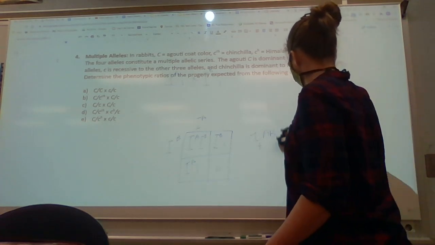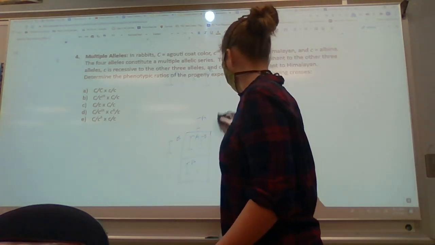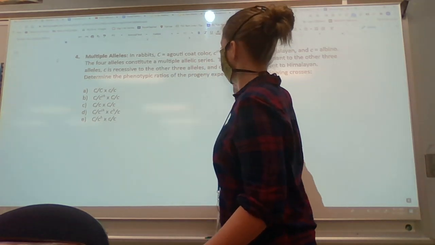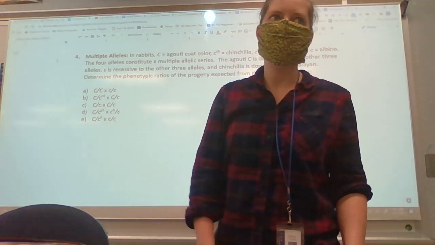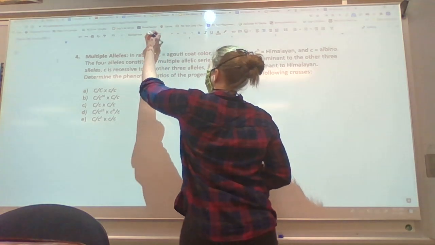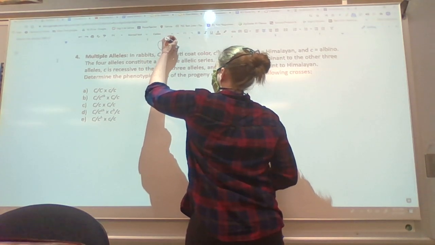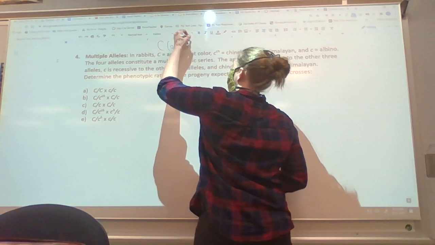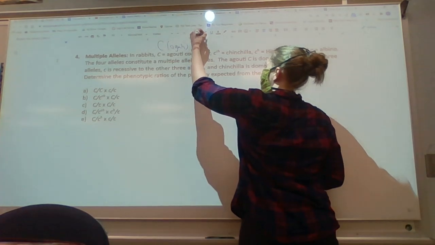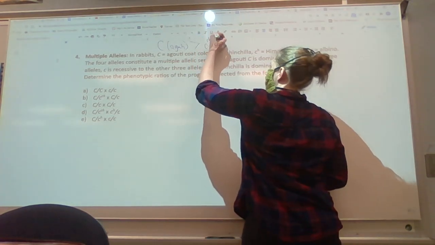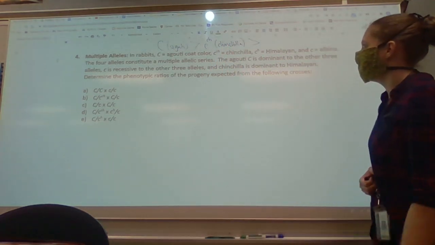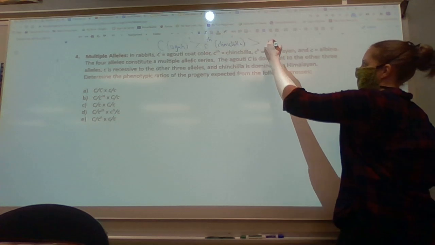So this is a multi-allelic trait, so we have multiple alleles that are going to affect the coat color here and the gene, right? Which one's dominant over all of them? The big C, which is agouti. Which one's the next most dominant gene? C^ch, which is chinchilla. And then which one's the next? The Himalayan.